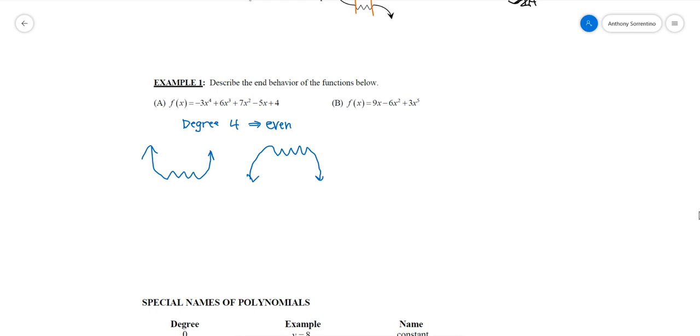Now, which one is it? Well, the leading coefficient is -3, which means the leading coefficient is negative. So if it's negative, that means that the two ends are pointing down. So that means that this one here is not the right answer. It's that one. So I would expect the two ends to be pointing down.